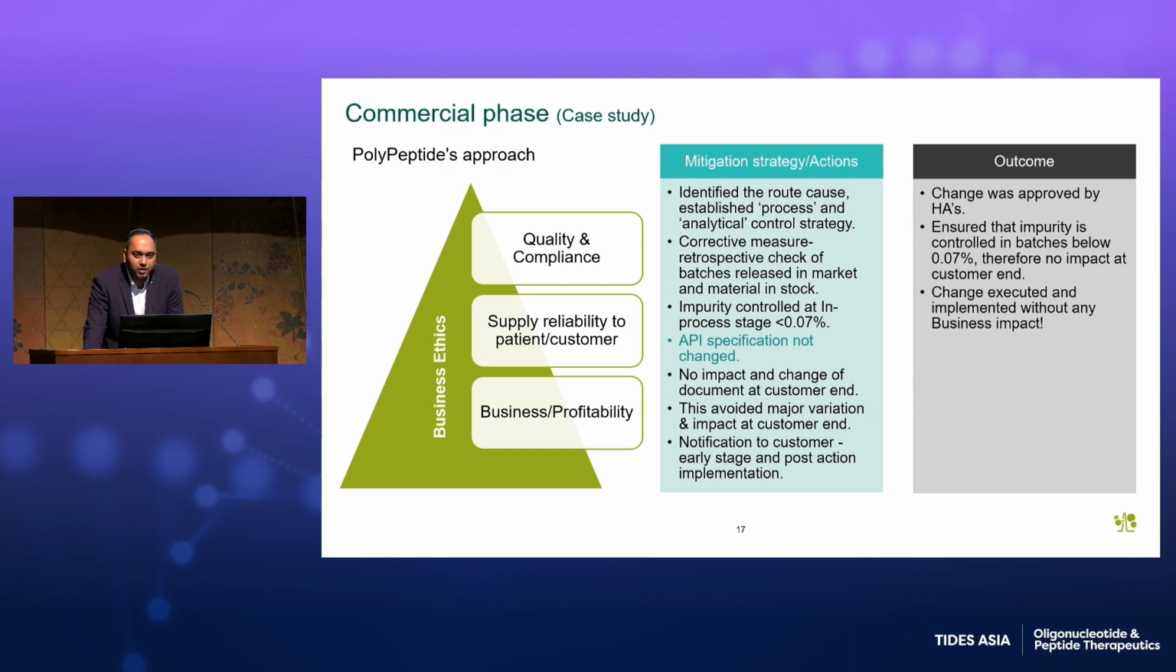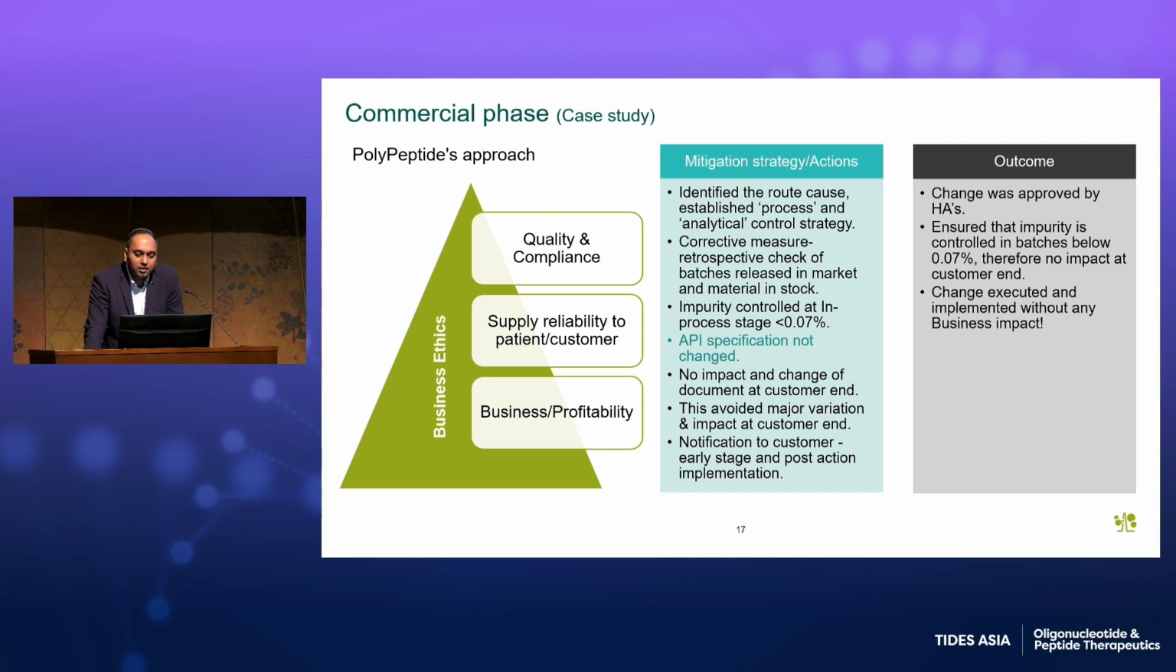As a polypeptide manufacturer, we typically follow an approach that whenever such an issue comes, quality and compliance should be kept as the first priority. And then we try to ensure supplier reliability to patients and customers, because once we resolve the quality issue, supplier reliability is important. And then we think about the business and profitability.